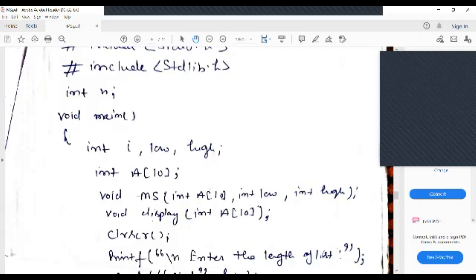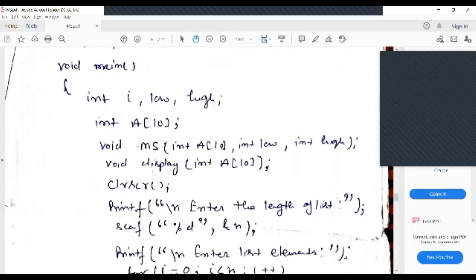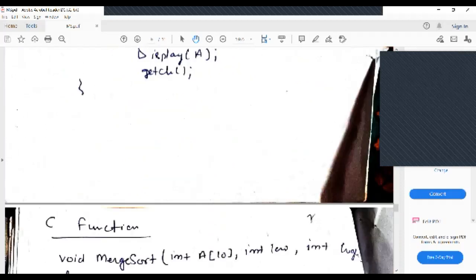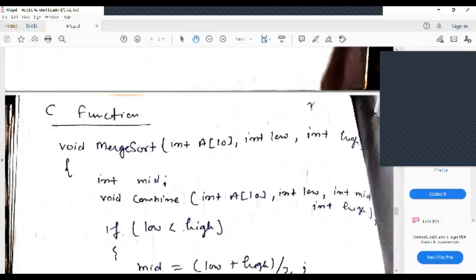So what you will do here, first just use this merge sort procedure. Just pass this array, integer low, integer high, and another function is being used here to display the elements at last. तो क्या करोगे? पहले array element enter करवाइए आप, then display को call करिए. Now the main C function is void merge sort.